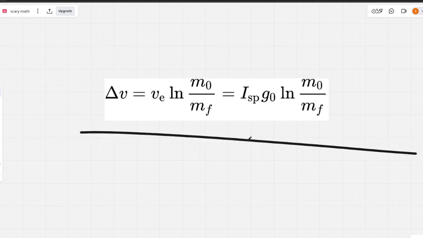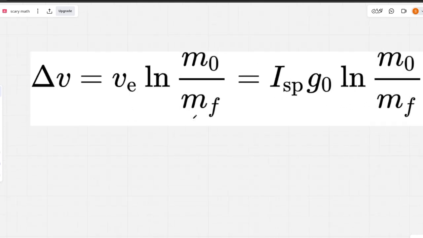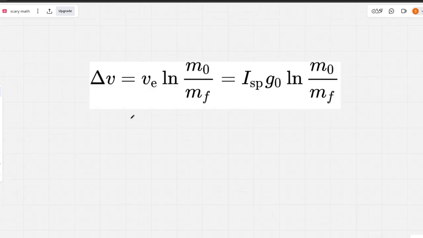Hello, today we're gonna work on the ideal rocket equation rederivation, how you normally would get it. So first of all, one might wonder what the equation is even for if you don't know what it is. And essentially it describes the amount of change in velocity you can get with the amount of fuel you've got.